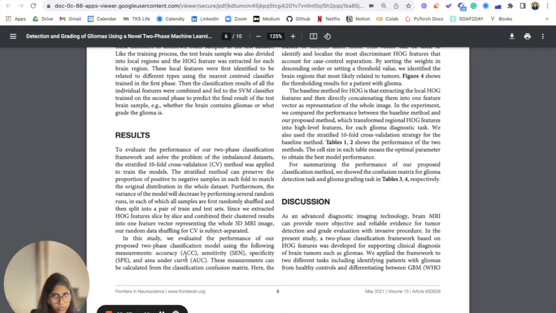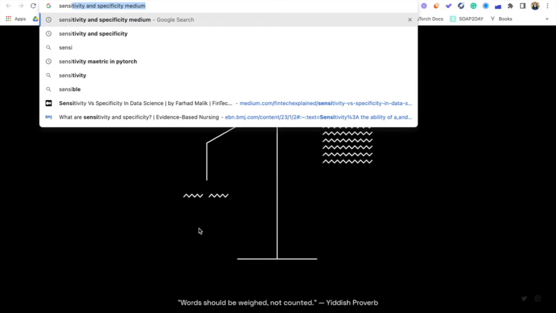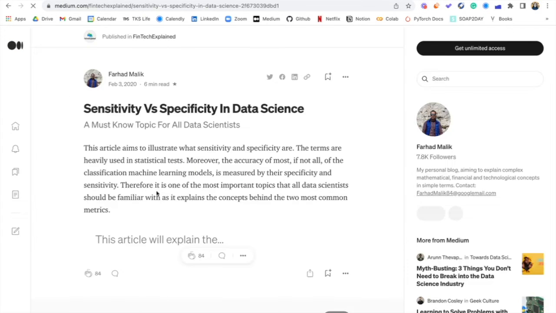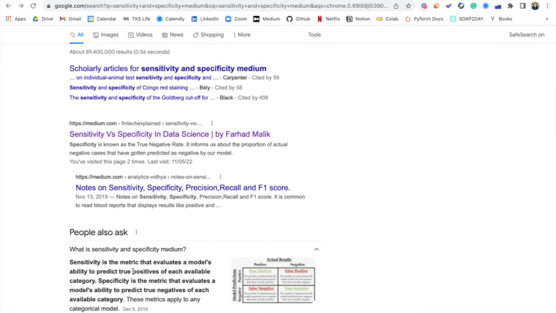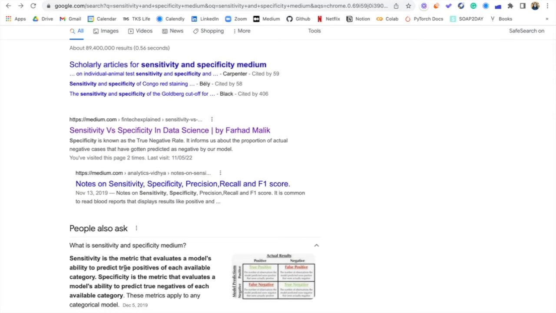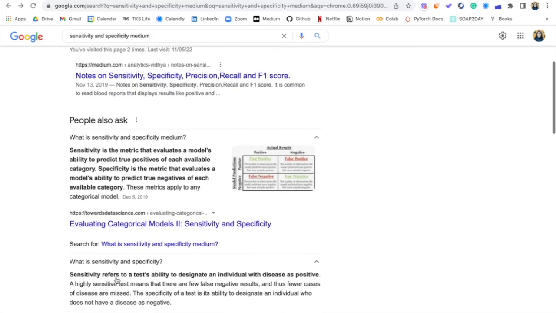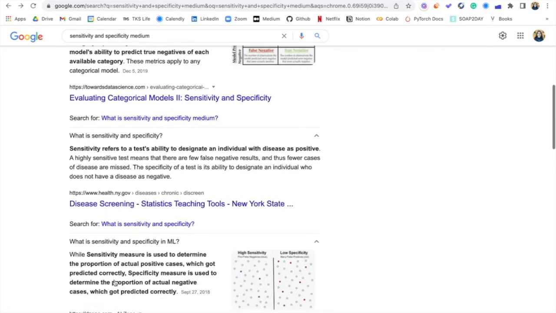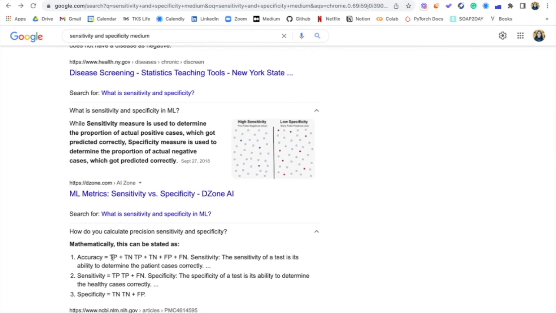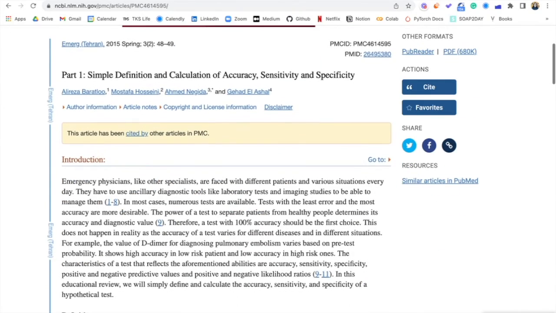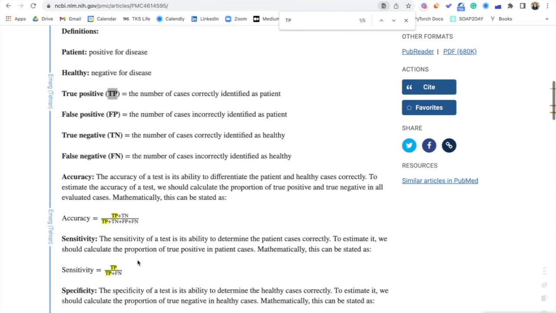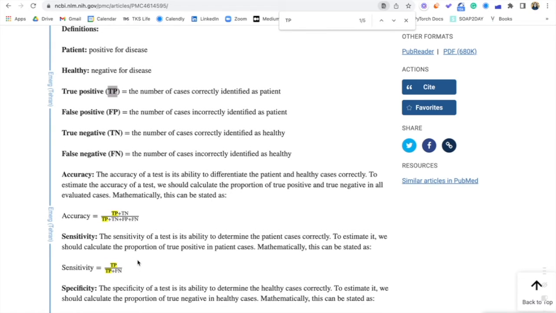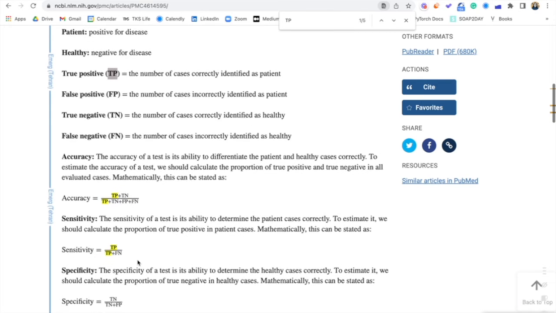Let me quickly check this. Sensitivity and specificity, there were two things that it talked about. I just want to confirm. I'm going to look at the formula, maybe it says over here. There we go. True positives. So it's a true positive, not total positive, as I was going to say. It's good that I made sure I was right.